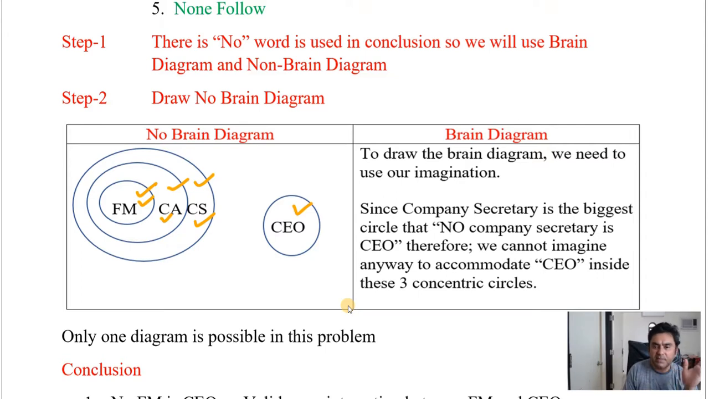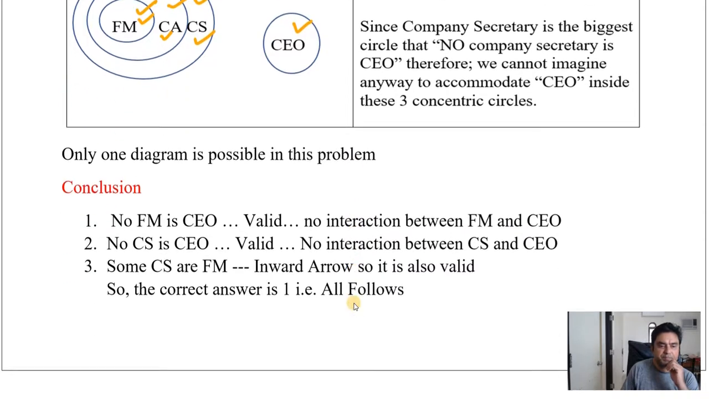So no FM is CEO. Here is FM and there is CEO, and they are not connected. Yes, of course they are not connected, so it is correct. No CS is CEO, so this is CS and this is CEO. They are also not connected, so it is also valid. Some CS are FM. So this is CS and this is FM. Yes, this is also correct. So all conclusions are correct.